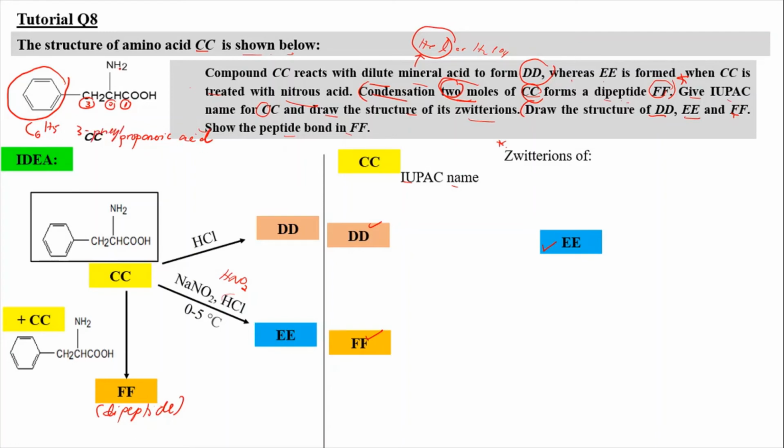And then at carbon number 2, it's going to attach with the amino. So it's going to be 2-amino 3-phenyl propanoic acid. So this is the IUPAC name. Okay, so it's going to be 2-amino 3-phenyl propanoic acid.